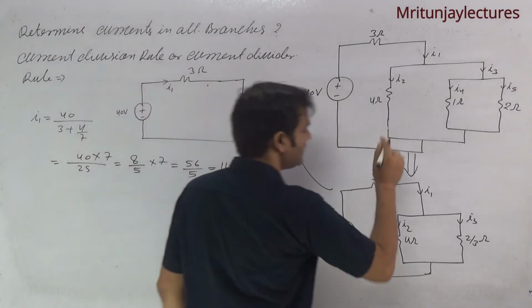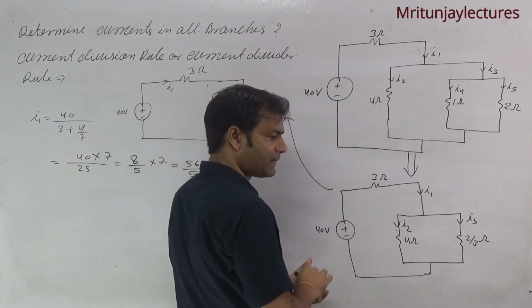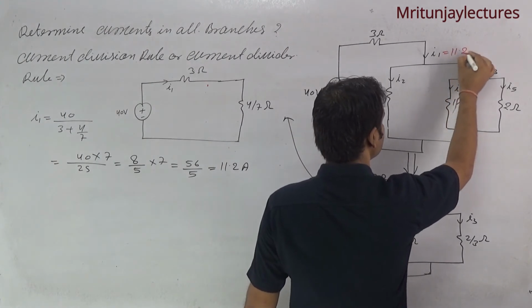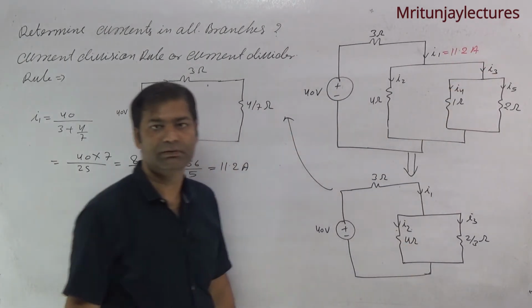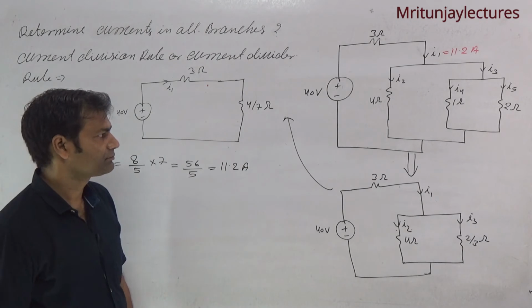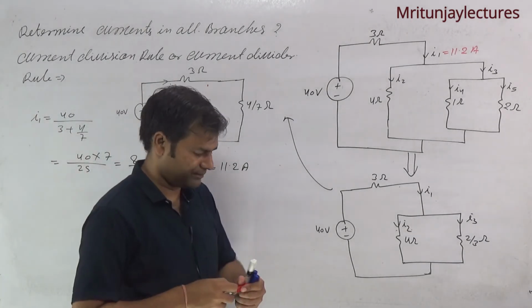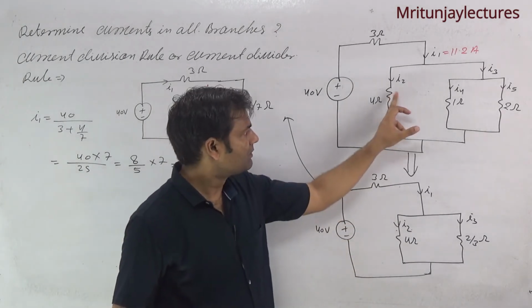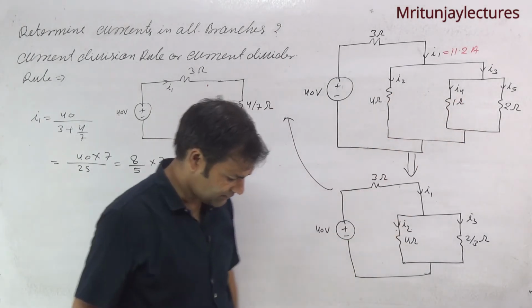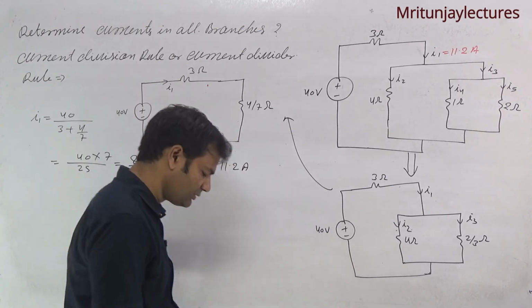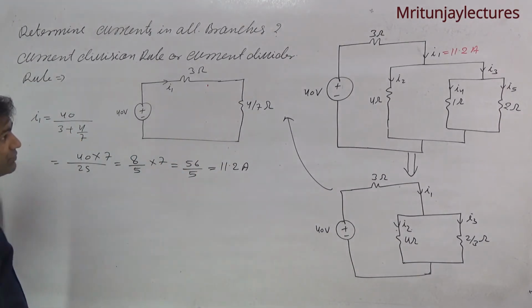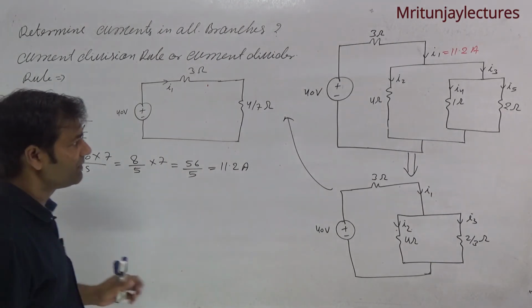It means I1 is equal to 11.2 ampere. Clear? After that, next one, our motto is to determine I2, I3, I4 and I5. Sorry, I1 is 11.2. Our motto again is to determine I2.